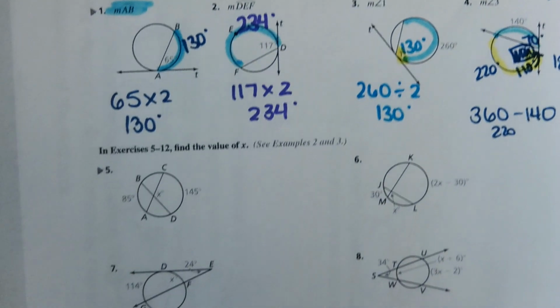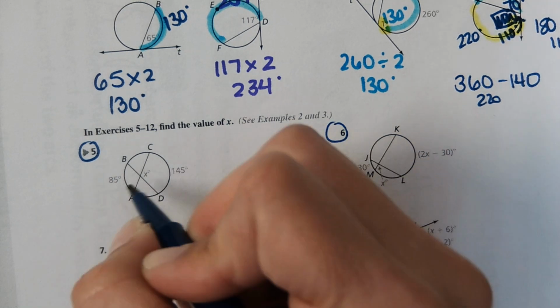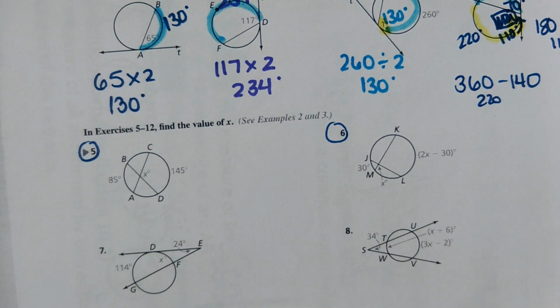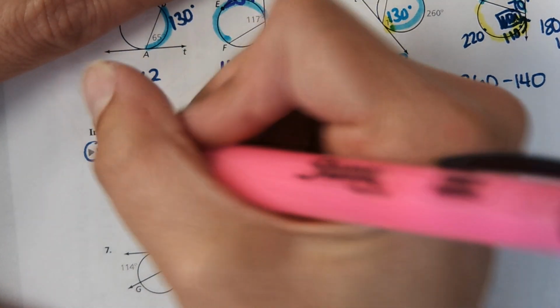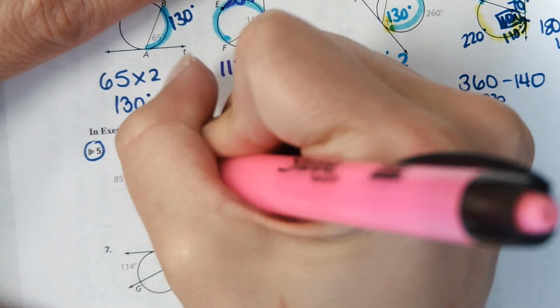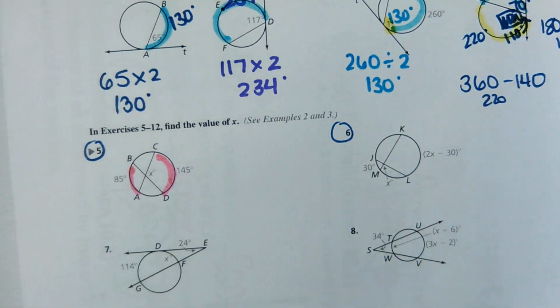Okay, next concept. For 5 and 6, we're going to find this angle. We have 2 intersecting chords. The chords don't go through the center. What we have to do to find this angle is we have to find the average of these 2 arcs. These 2 arcs, the average of that will equal X.